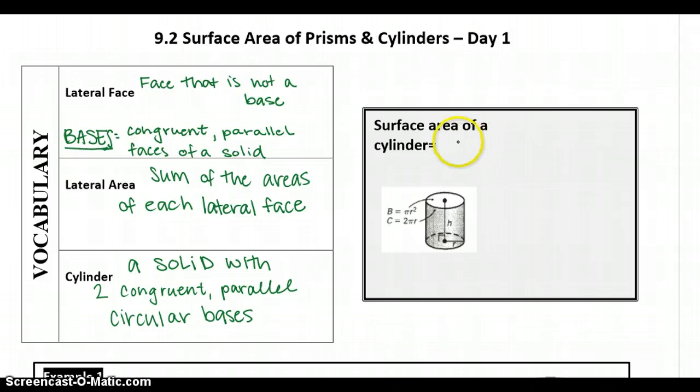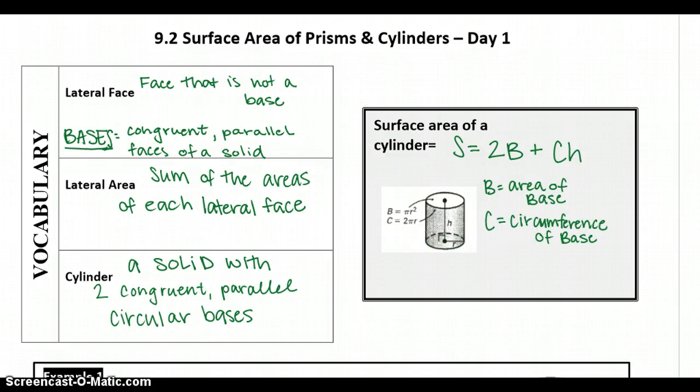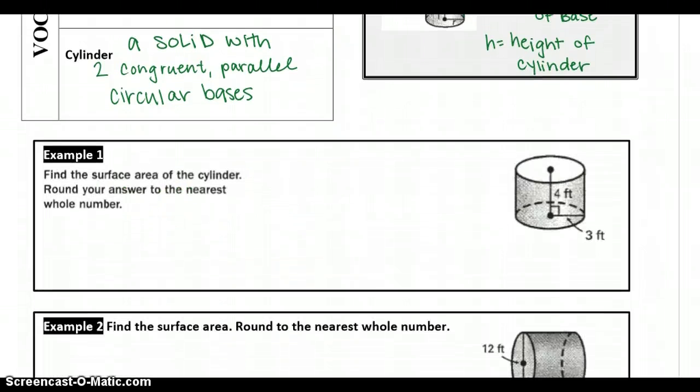The formula for the surface area is S equals 2B plus C times H, where B here stands for the area of the base, or the area of the circle on the bottom. C stands for the circumference of the base, and H stands for the height of the cylinder. Now obviously S here stands for the surface area. So let's try using this formula to find the surface area of the cylinders below.